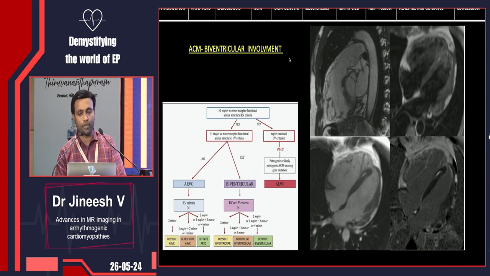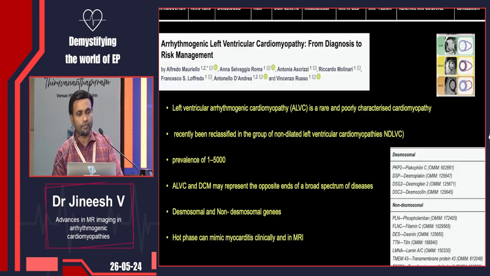This is a case of biventricular ARVC, which can be diagnosed by the Padua criteria, with a modified or displaced triangle of dysplasia and left side involvement, showing epicardial involvement of the left side and ventricular septum, diagnosed as biventricular ARVC. But diagnosing this on MR is slightly difficult, especially as it can mimic multiple pathologies, which I'll come to later. And there is a lot of talk about arrhythmogenic left ventricular cardiomyopathy.